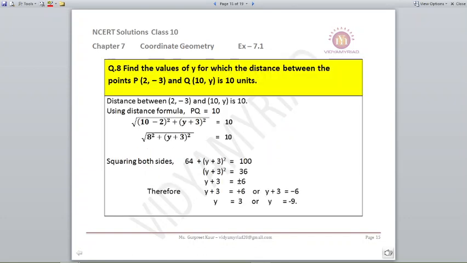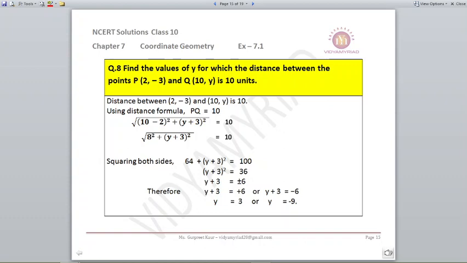Find the values of y for which the distance between the points P and Q is 10 units. That means we need to find the distance between P and Q, which should be equal to 10 units. It's given to us, and with the help of that we can find the value of y. Now what is the distance PQ?